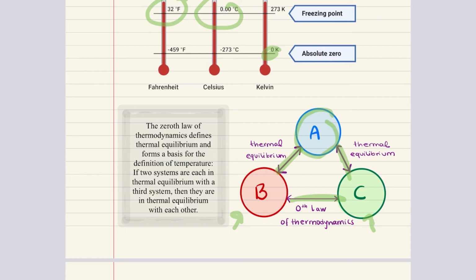Now, our next objective is heat capacity, but we're going to continue that discussion in the next video.